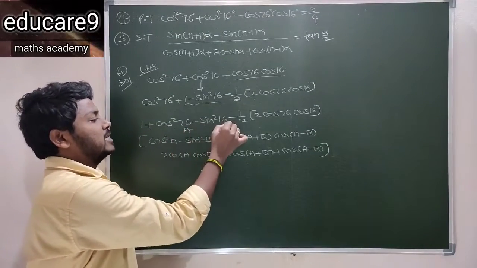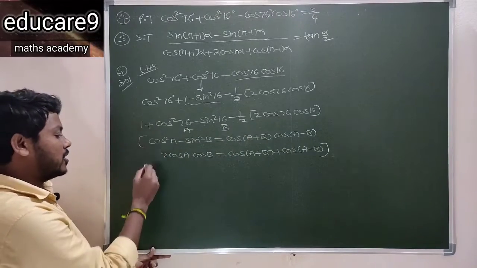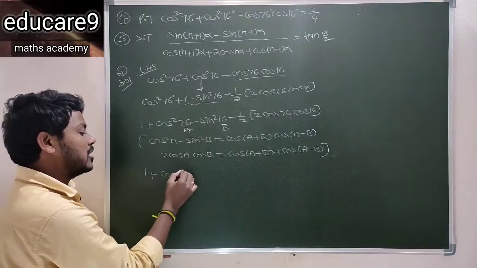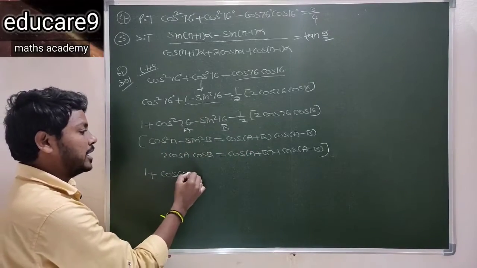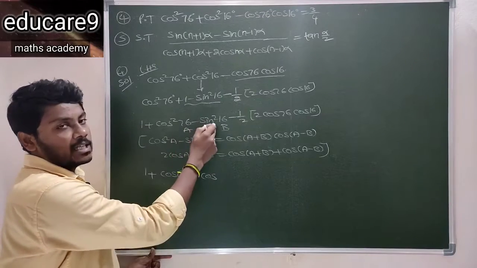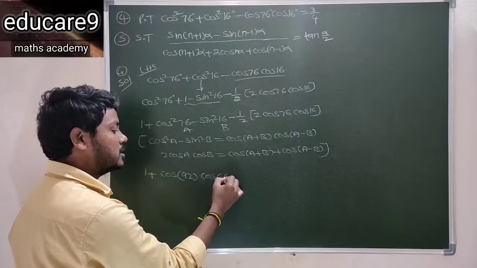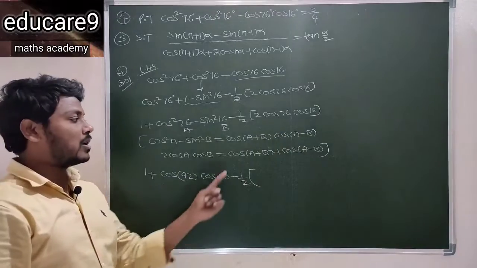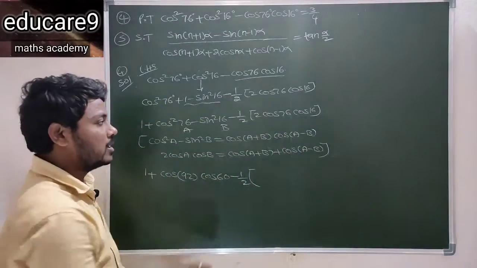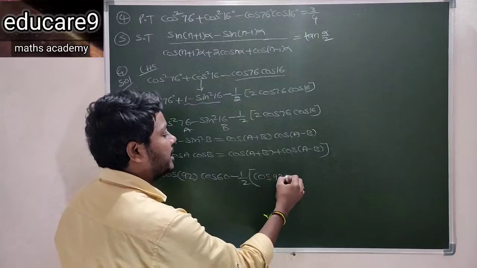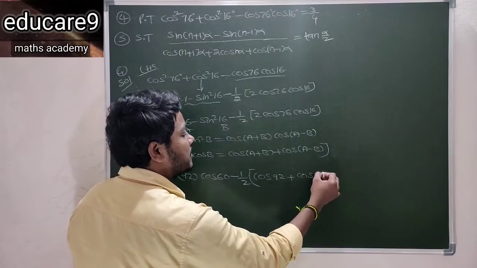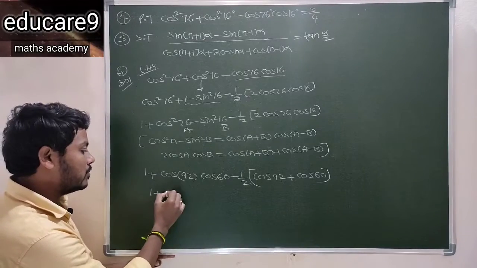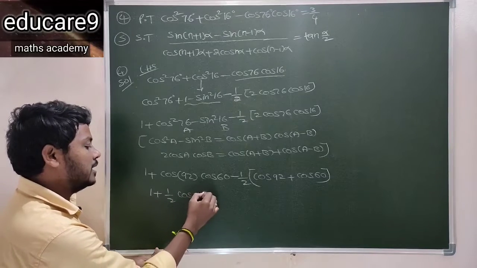So here a is equal to 76, b is equal to 16. Therefore cos square a minus sin square b is cos of a plus b, that is cos of 76 plus 16, that is 92, into cos of a minus b, 76 minus 16, that is 60. Minus 1 by 2 into the 2 cos a cos b formula: cos of a plus b, which is 92, plus cos 60. See here, 1 plus cos 60 value is 1 by 2, so 1 by 2 into cos 92.